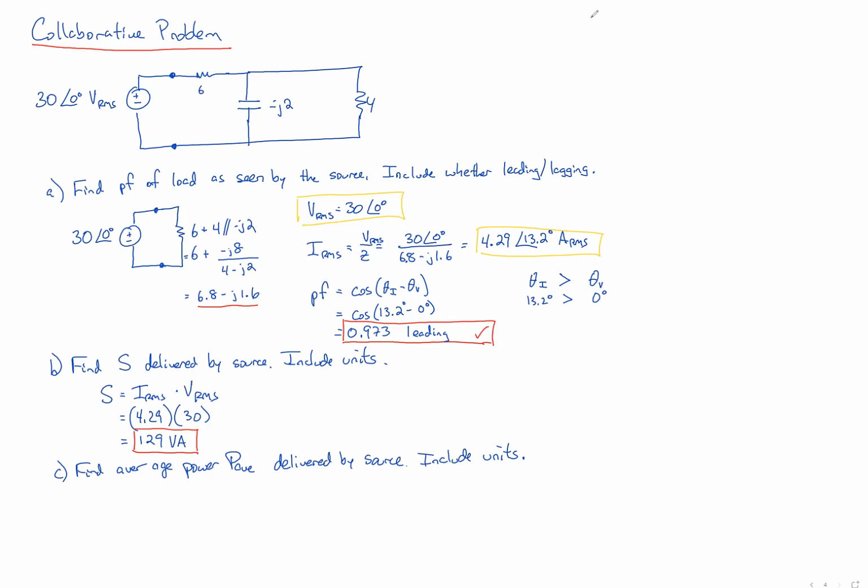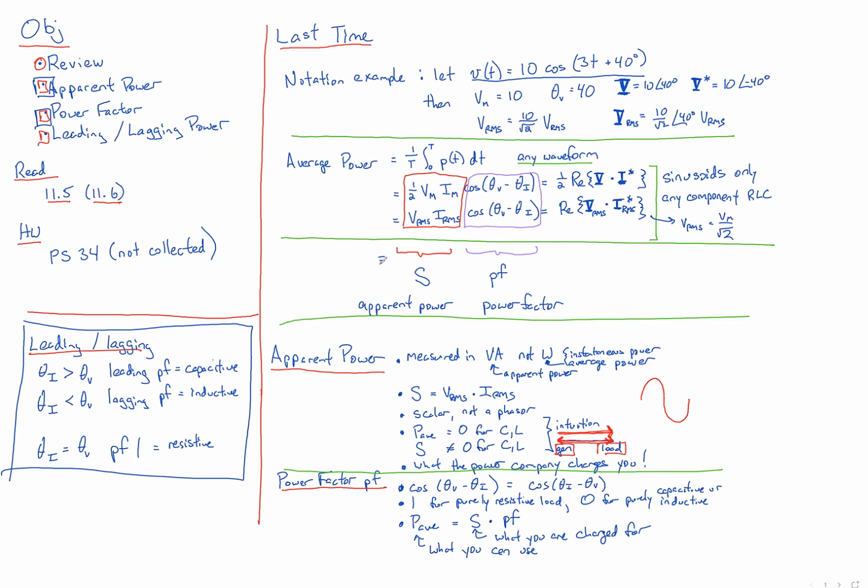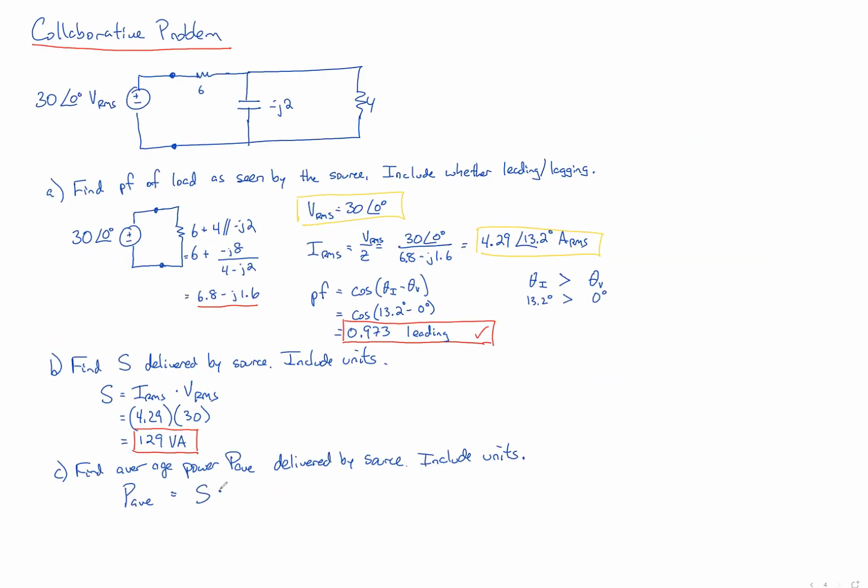That's the next question: of that 129 volt amps, how much is the actual power being used? What's the formula to find actual power as a function of S and PF, as a function of our parts A and B? Average power, S and PF. So you take the two and just multiply them. That's it. So can we just take our 129 and multiply it by our 0.973? That's it exactly. And you'll end up with 125. What are the units? Volt amps.